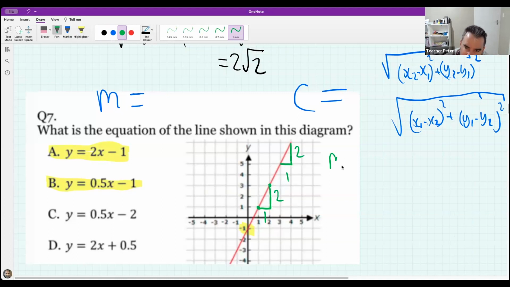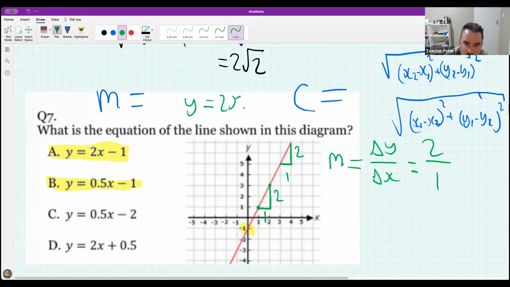So the gradient will be the change in y over the change in x. And we can see that it's 2 over 1. So the equation of the line must be 2x minus 1, and the answer will be A.